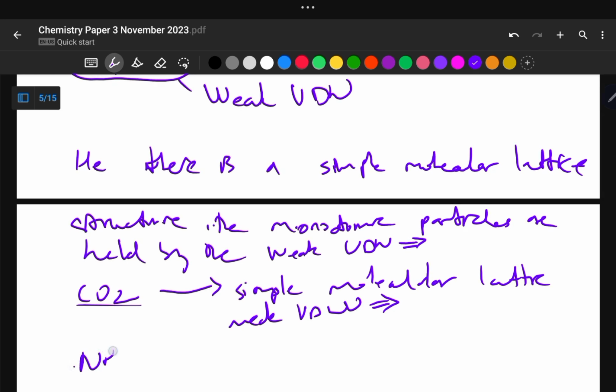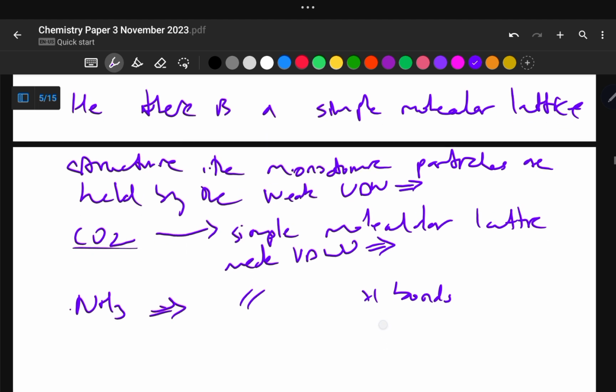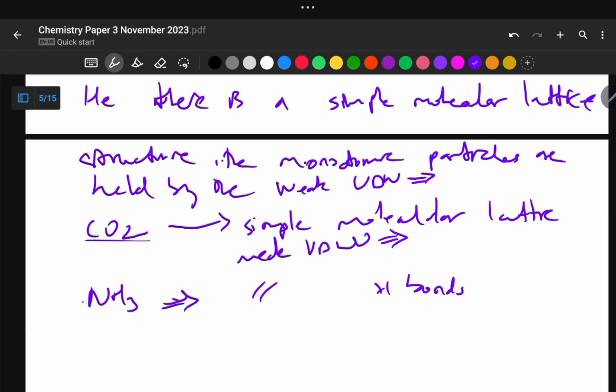And then for ammonia, we have a simple molecular lattice structure, but with different forces. Here we've got hydrogen bonds as the intermolecular forces, thereby increasing the strength of the molecule, thereby causing it to deviate much from ideal behavior. So that is what you need to know for your explanation.